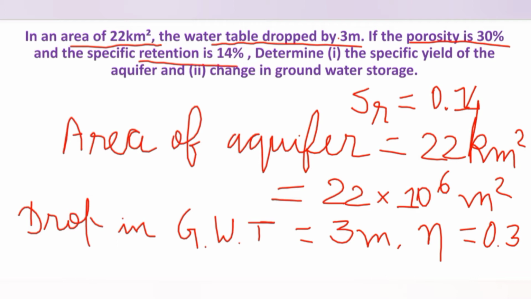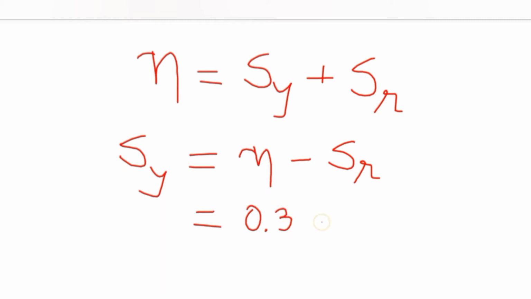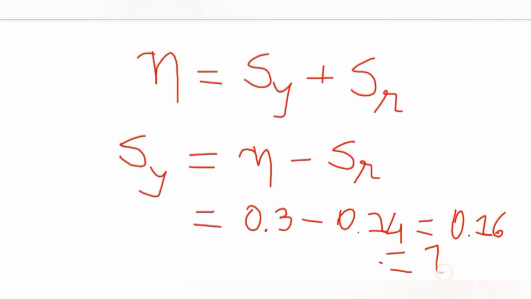First we have to find the specific yield of the aquifer. We know that porosity is equal to specific yield plus specific retention. So SY will be equal to porosity minus specific retention, that is 0.3 minus 0.14. So the specific yield will be equal to 0.16. And if we want to write it in percentage, then it will be 16%.